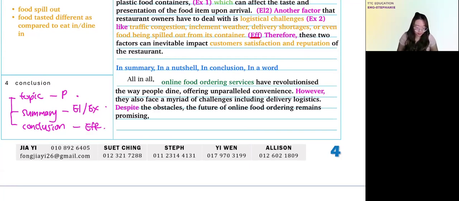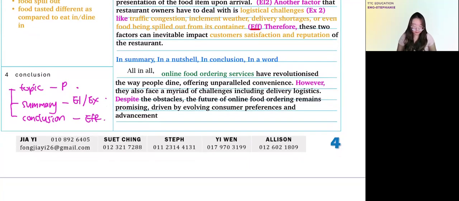All right. So driven by evolving consumer preferences and advancement in digital technology. Okay. These are the extra words that you can use.